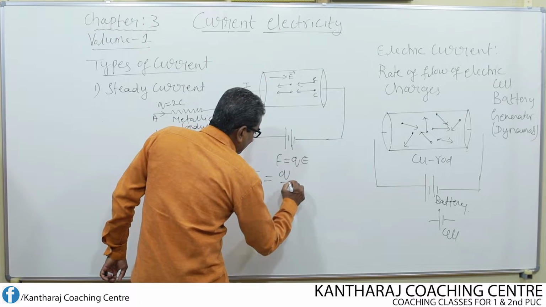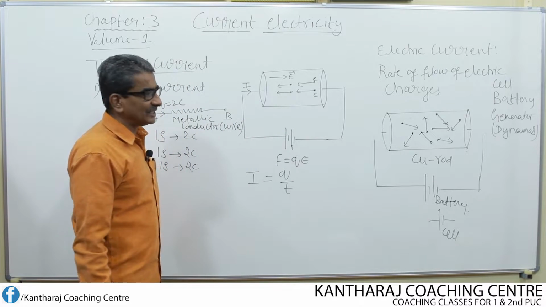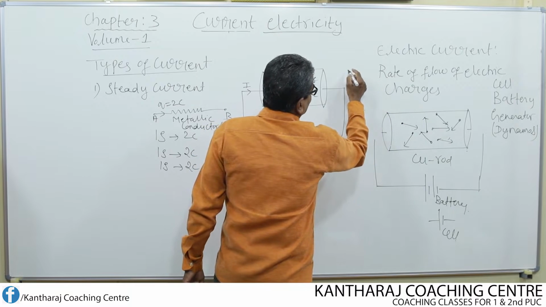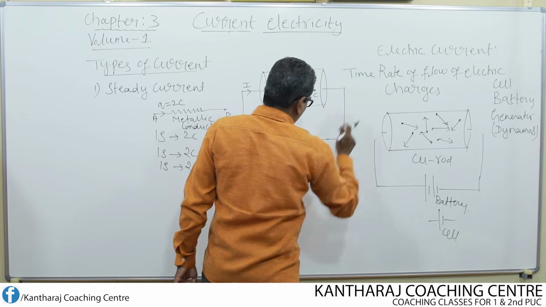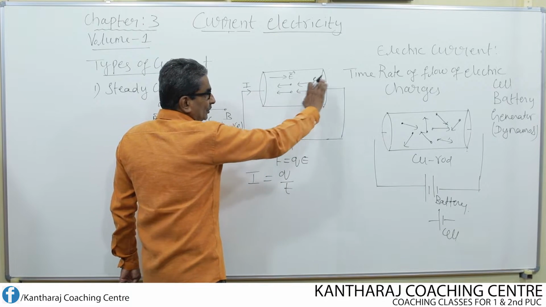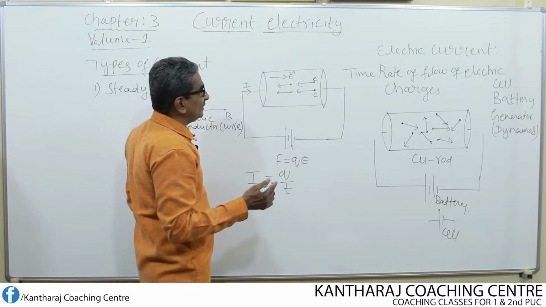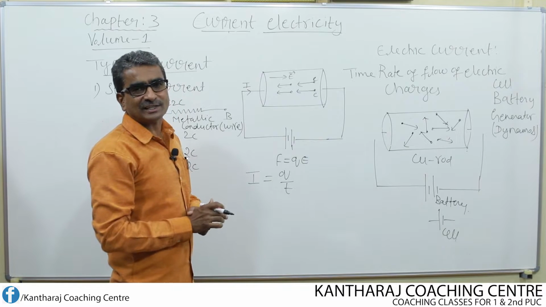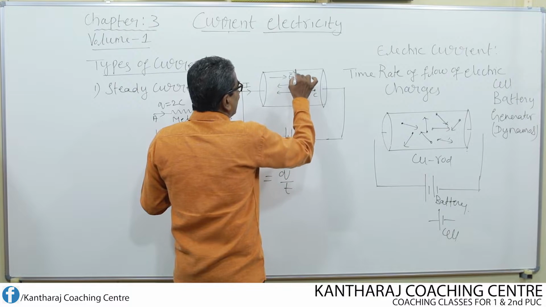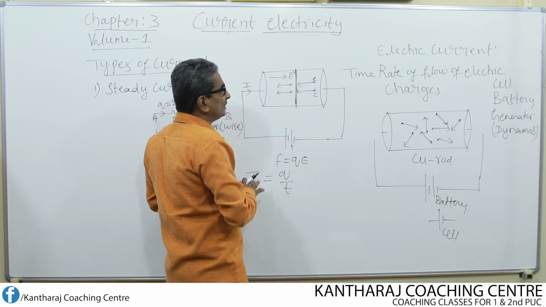First of all, this is the mathematical equation. That means rate of flow of electric charges. We can have now time rate of flow. Time rate of flow of electric charges through a conductor or through any cross section of a conductor. Cross section refers to small portion. Say for example, I consider a small portion of this conductor.